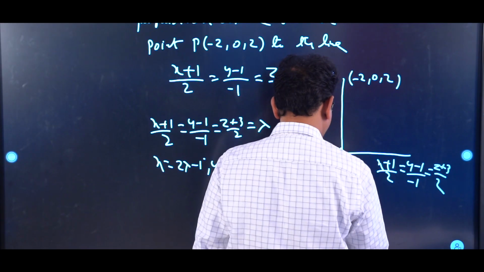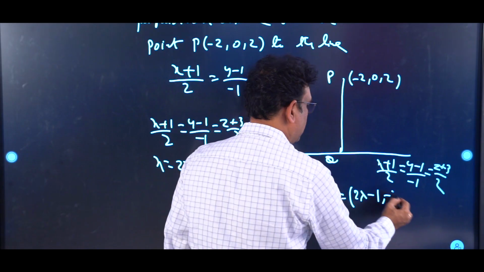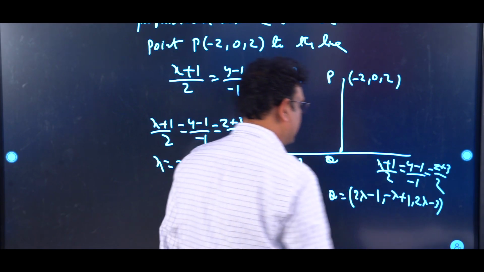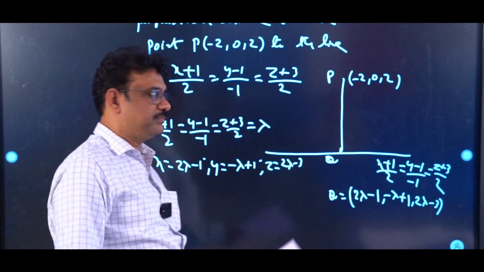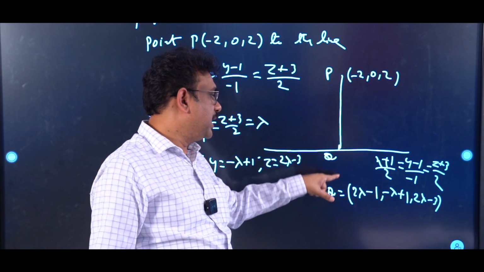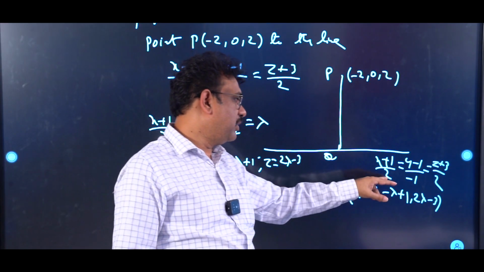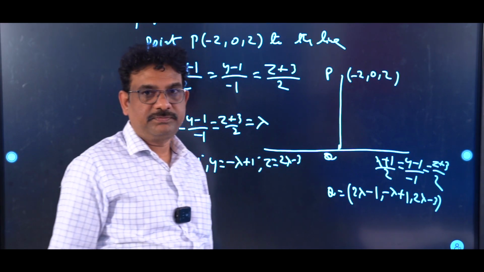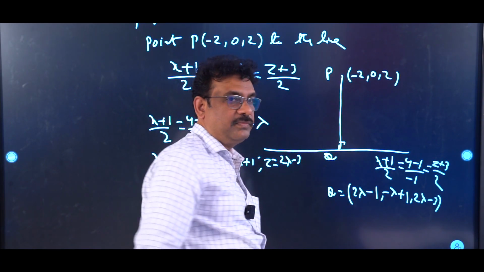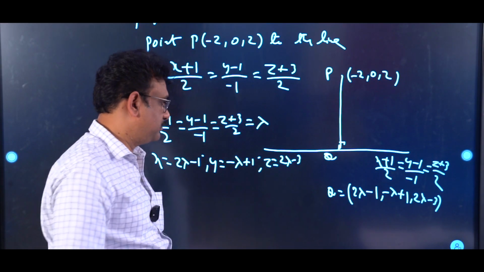So q is equal to 2 lambda minus 1, minus lambda plus 1, 2 lambda minus 3. This is the point q. Now find the drs. That is x2 minus x1, y2 minus y1, z2 minus z1. Now here 2, minus 1, 2 are the drs of the line. Now these two lines are perpendicular to each other. Therefore, the product of these two drs is equal to 0.